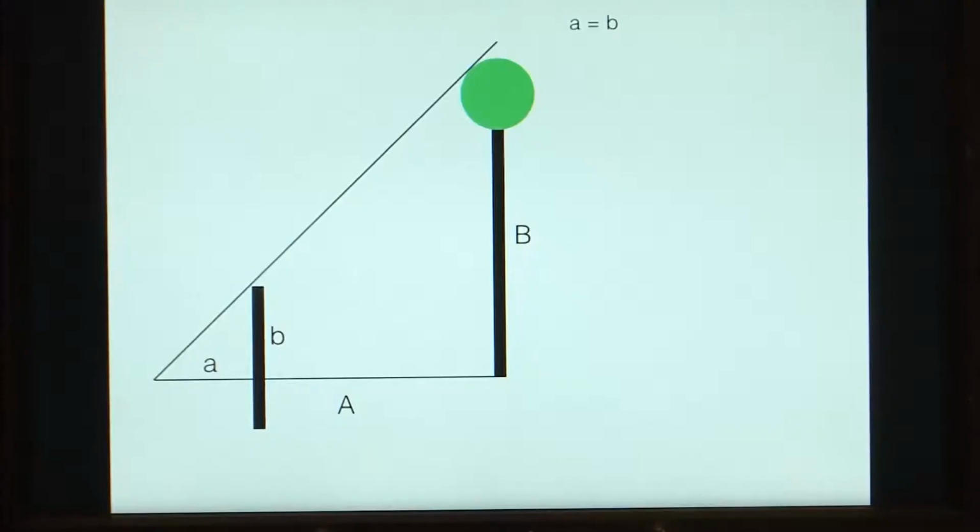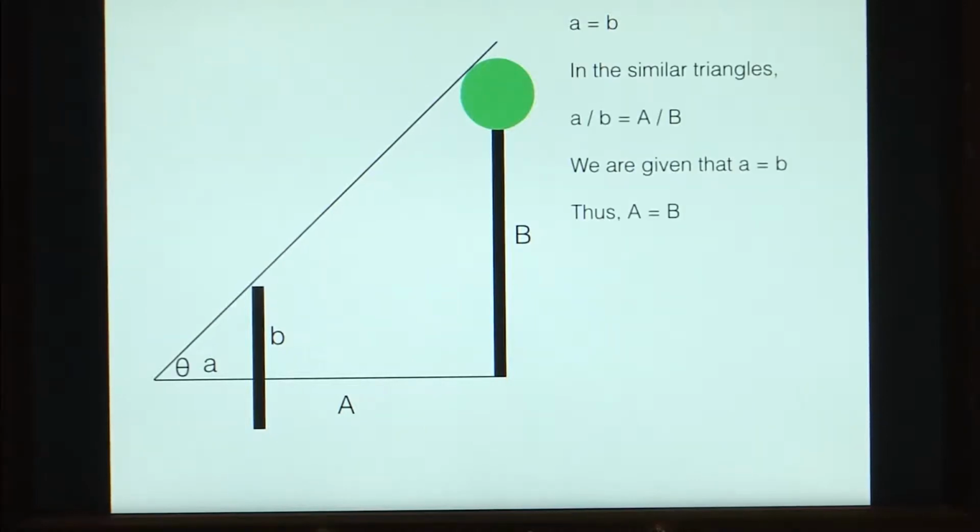So, looking at the slide now, we have a tree of height B at a distance capital A from the observer. The observer has held the stick in such a form that A is equal to B, where A is the length of his arm and B is the length of the stick on the top of the arm. And now the observer has moved forward and backward such that the top of the stick and the top of the tree are in the same line.